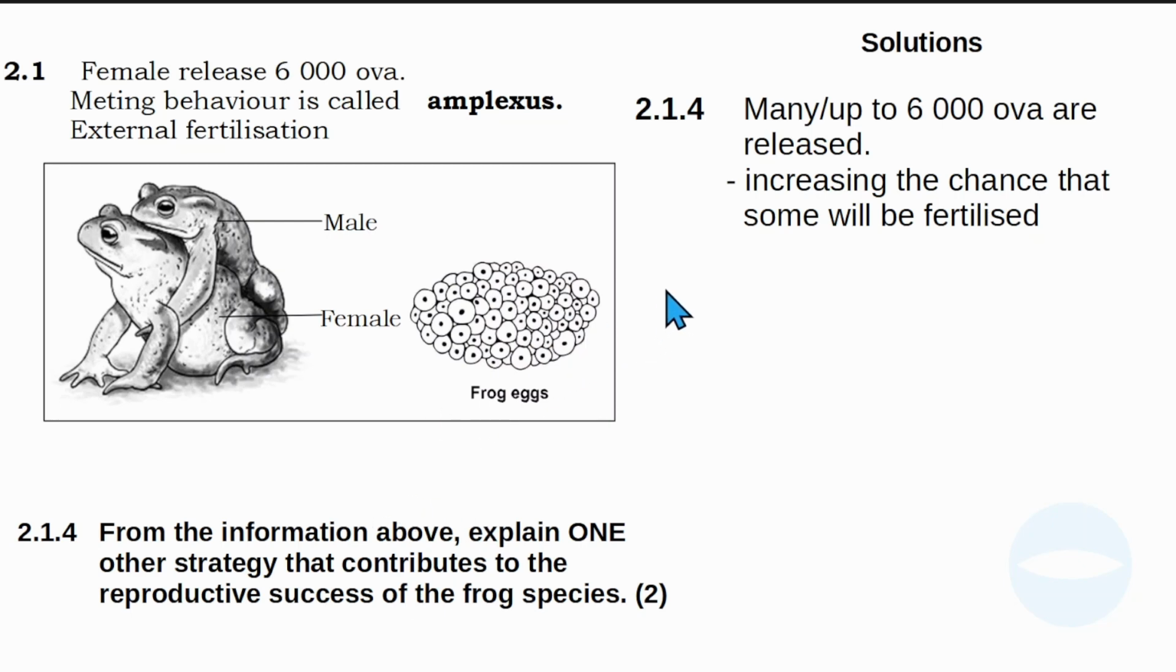So here I gave 2 examples. One strategy is that the frogs are in close contact, and being in close contact increases the chances of fertilization. Another thing that contributes to the success of fertilization is that the female lays more than 6,000 ova. So it's many ova, and this will increase the chances that some will be fertilized. So this is another strategy that will increase fertilization.